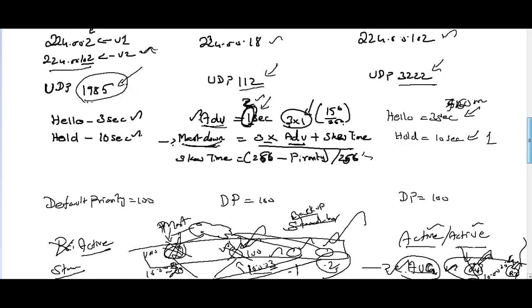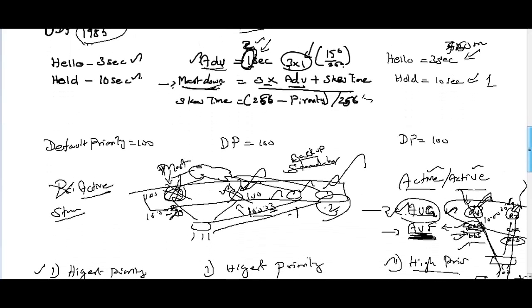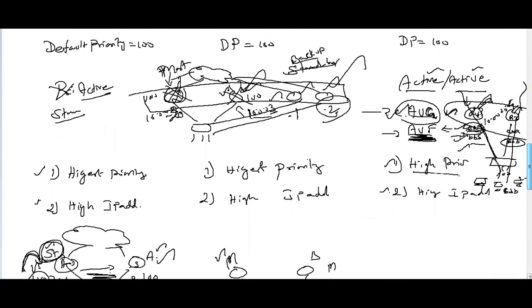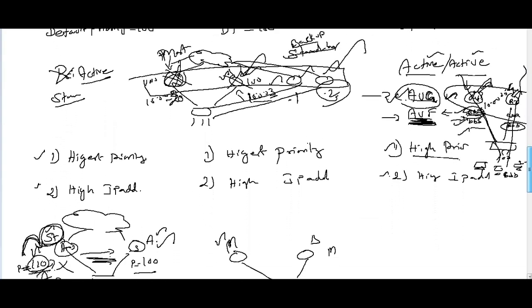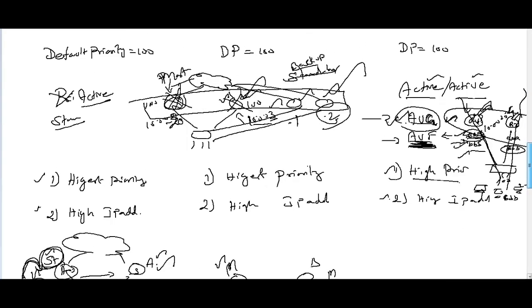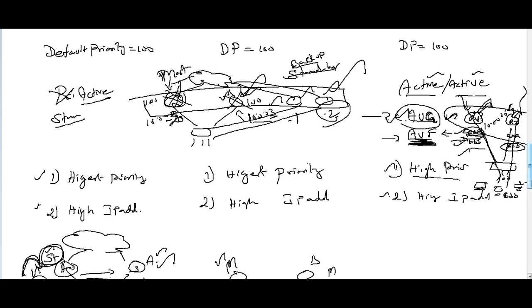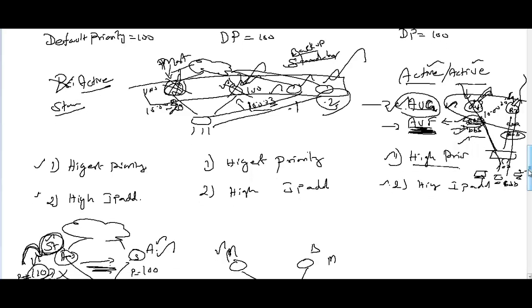And about the priority, by default all 3 have the same priority, 100. The priority comes into the picture only when there is a switchover. When the active device goes down, the secondary device becomes active. When the active comes back, if preemption is enabled, then the priority will speak.